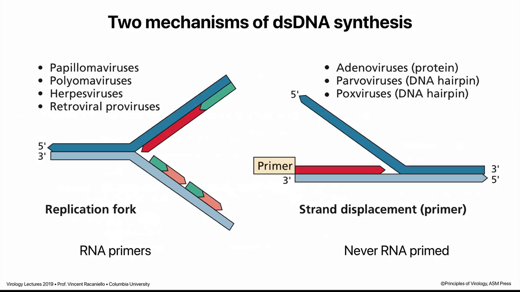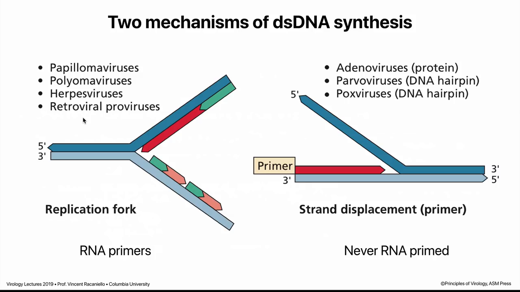In general, we talk about two mechanisms of double-stranded DNA synthesis. The one on the left is called a replication fork. We find this in DNA replication of papillomaviruses, polyomaviruses, herpes viruses, and the proviruses of retroviruses, which are integrated into our DNA. And that tells you that our DNA replicates by replication forks.